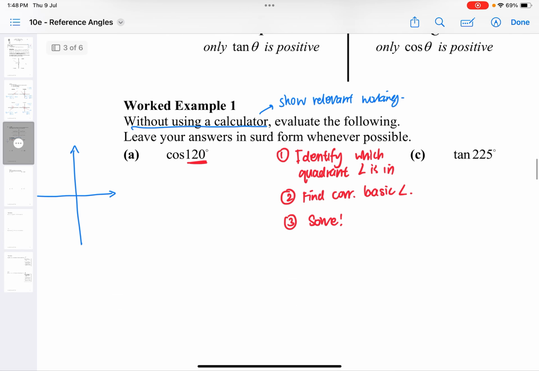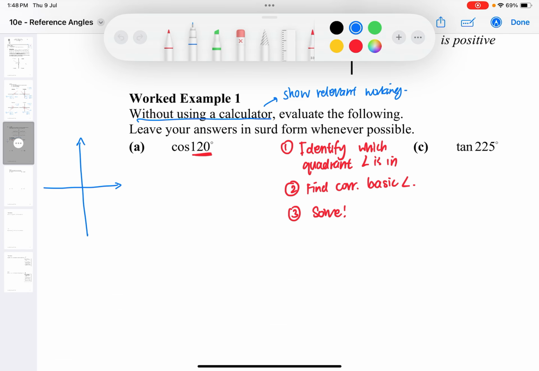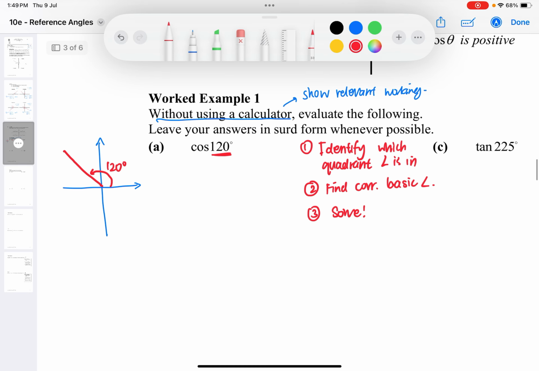Okay, there we go. So 120 degrees means the line is over here in the second quadrant, right? So this angle here is 120 degrees. Okay, and so what is the corresponding acute angle? The corresponding acute angle will be here, the basic angle, right?